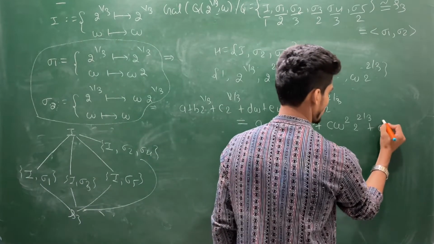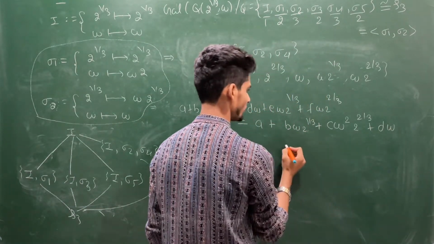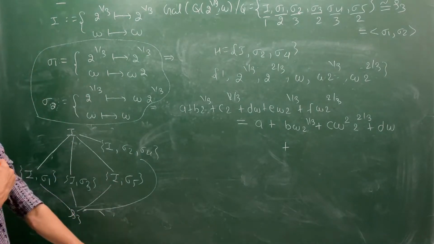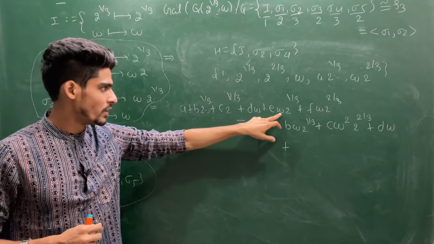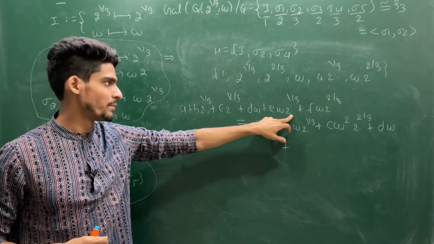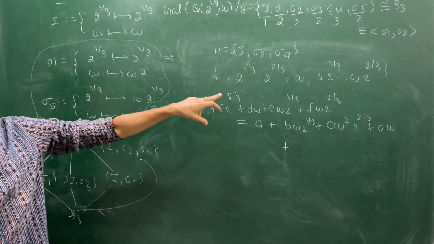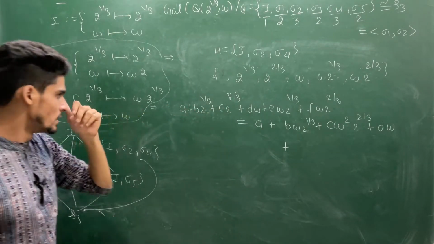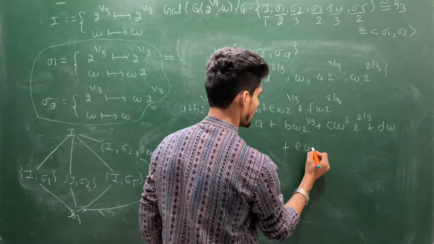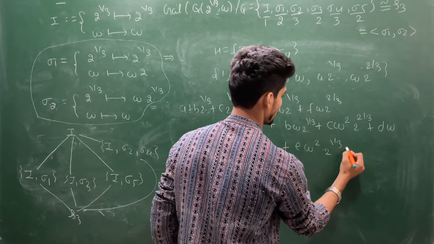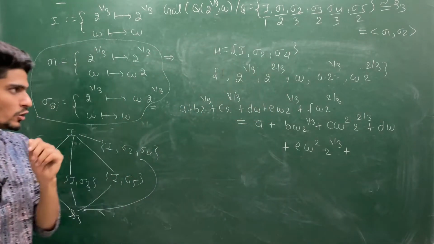So this is d omega plus, now you need the image of E omega times 2 power 1 by 3, but the image of this under sigma 2 you can find, because omega is going to omega and 2 power 1 by 3 is going to omega times 2 power 1 by 3. So it will be E omega square 2 power 1 by 3 plus F omega 2 power 2 by 3.